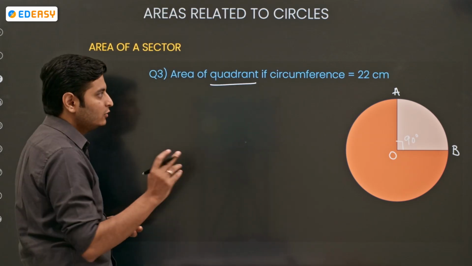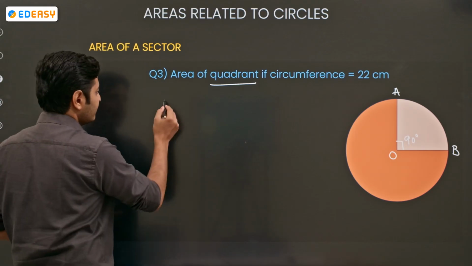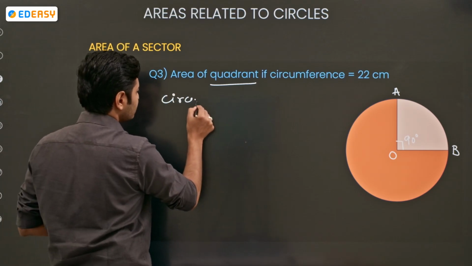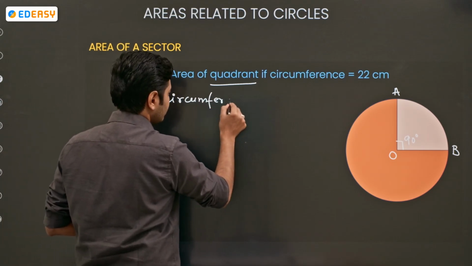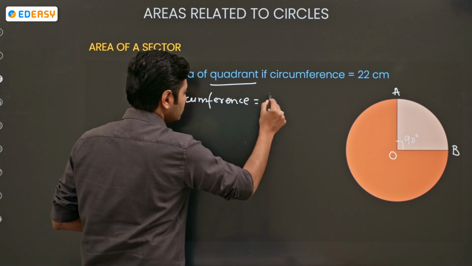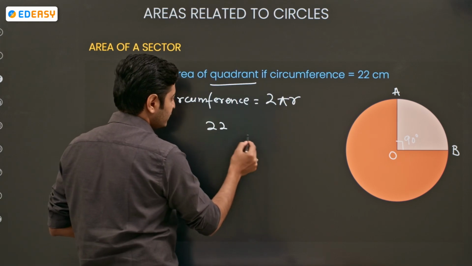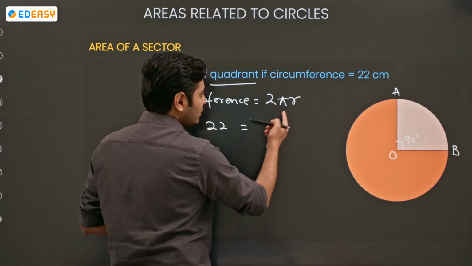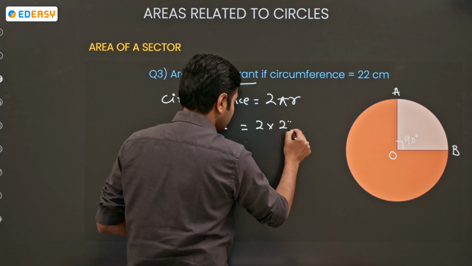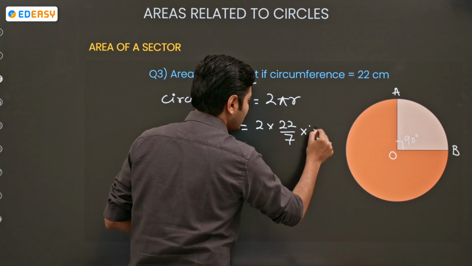So we can find the value of r from there. Okay, we are going to do that. Circumference is equals to 2 pi r. Value of circumference 22 centimeter. 2 into 22 by 7 into r as it is.